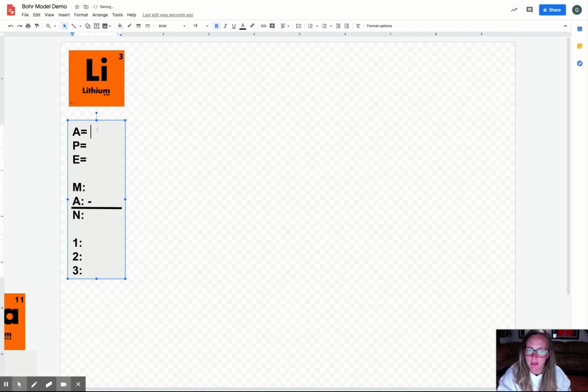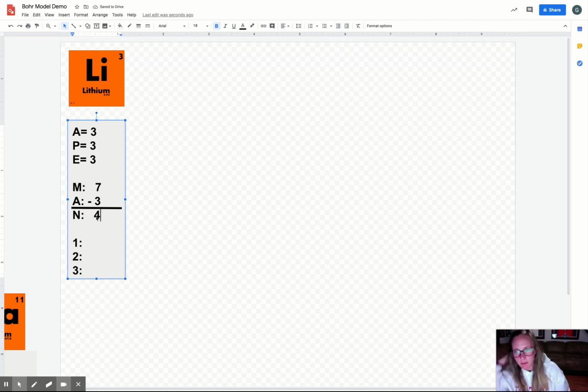In this text box, I'm going to identify the atomic number, which is 3. What that means is the number of protons is also 3, and I also have 3 electrons. My mass number is going to be 7. This says 6.94, but I'm going to round up. 7 minus my atomic number, which is 3, is going to give me 4 neutrons.